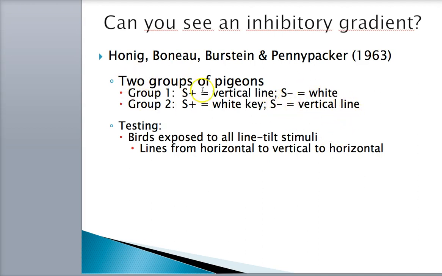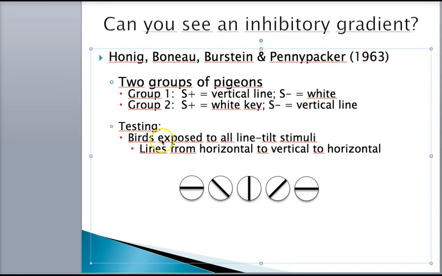However, the S minus is a white key light with a vertical line. And so they train both of these groups for 7 to 10 days until they get really good control by the S plus and control by the S minus in that they don't respond to it. So they exposed the birds to all different line tilt stimuli. So here are examples. And the lines, here's the S plus, the vertical line, or the S minus, depending on which group. But then they would tilt the line gradually away to horizontal in either direction. And this is what they use to test stimulus control by the vertical line.